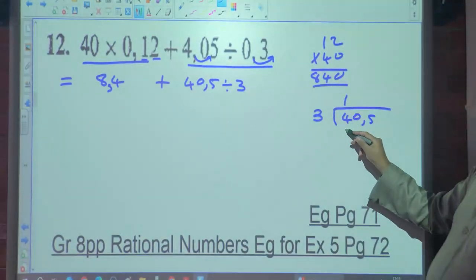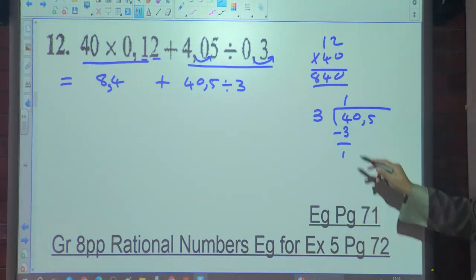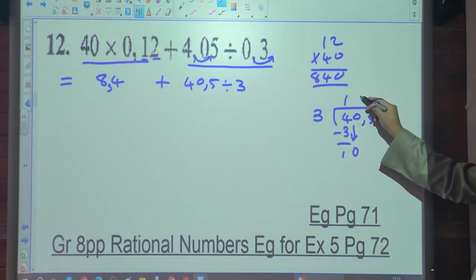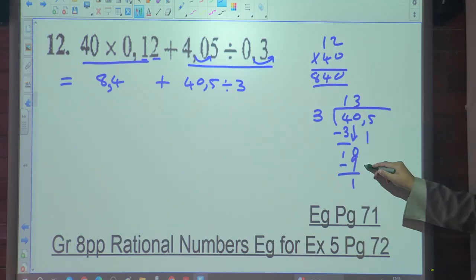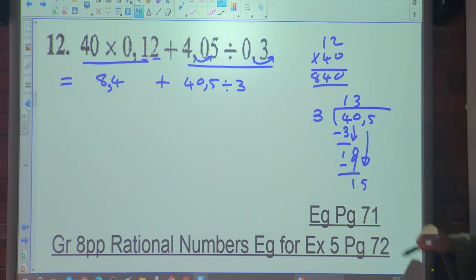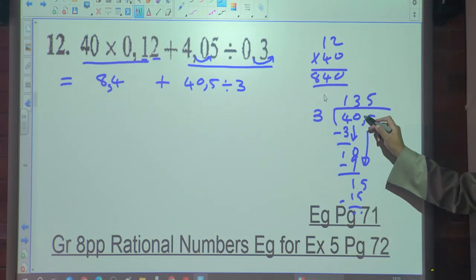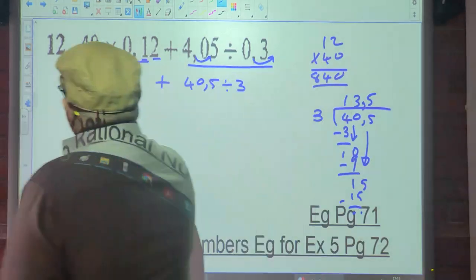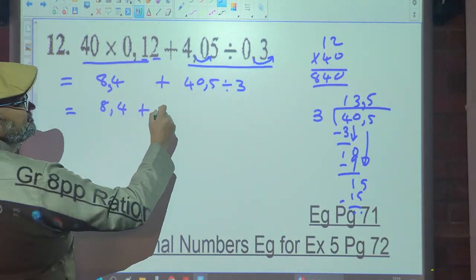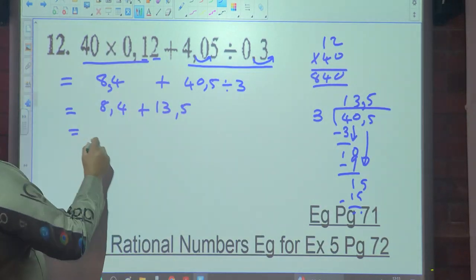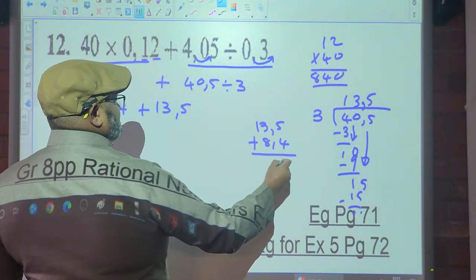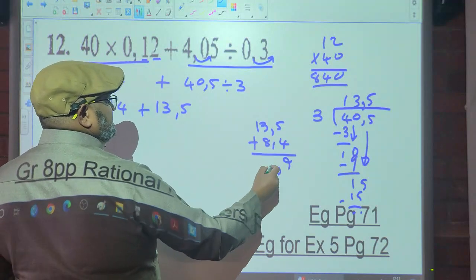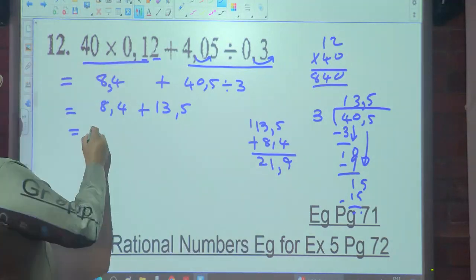3 goes into 4 once. 1 times 3 is 3. Subtract gives you 1. Bring down the 0. 3 goes into 10 thrice. 3 times 3 is 9. Subtract gives you 1. Bring down the 5. 3 goes into 15 five times. 5 times 3 is 15. Minus. In line with that goes the comma. So it's 8,4 plus 13.5. Now we go 13.5 plus 8.4. Going to give you 9. In line goes the comma. Gives you 11, 21.9.